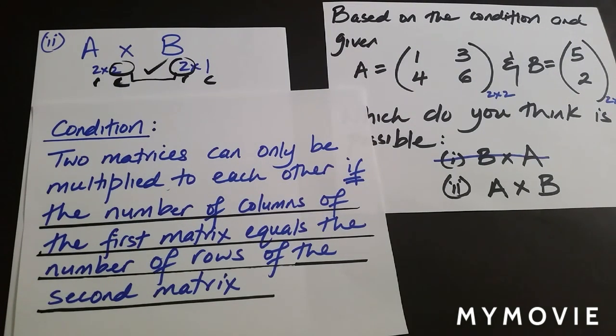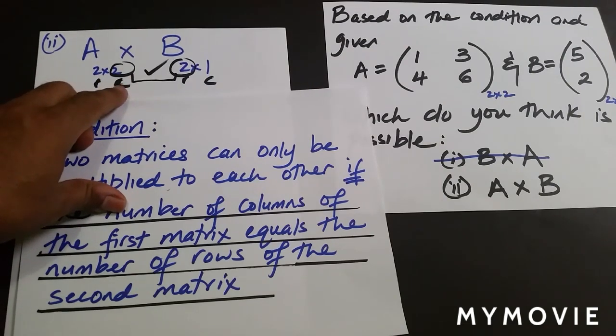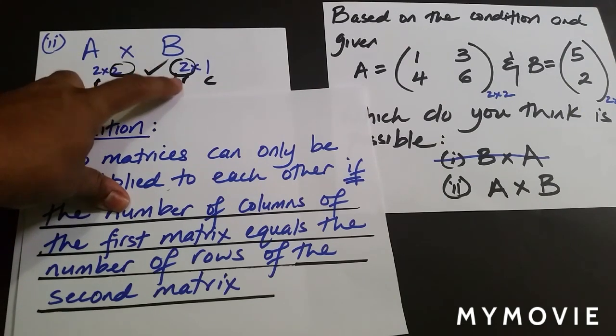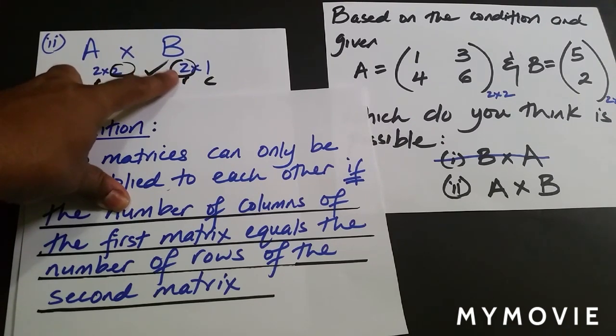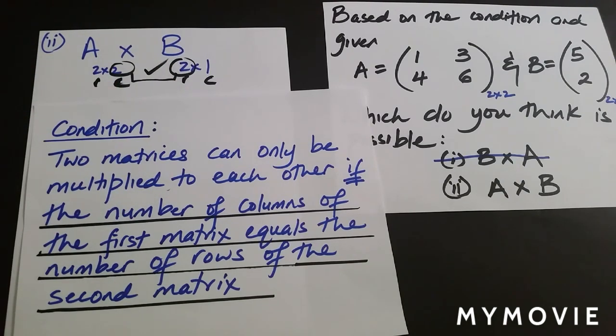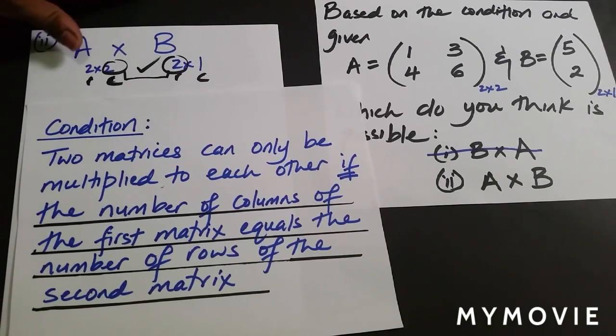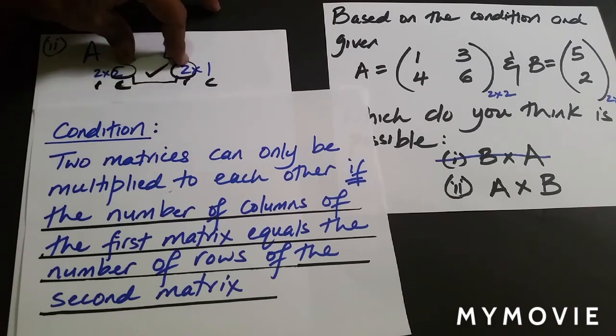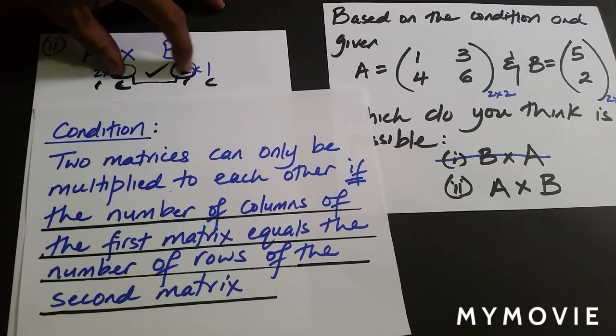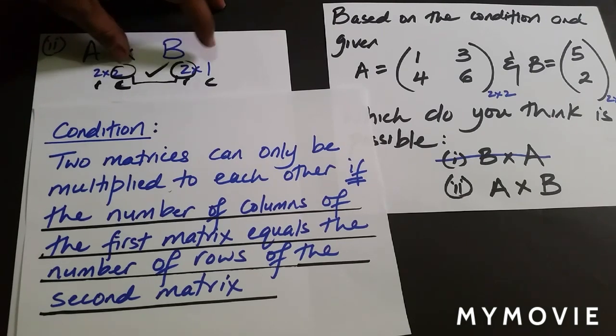Now there's something else that is very important and will help you when you're multiplying matrices. Based on the fact that the number of columns of matrix A, the first matrix, is equal to the number of rows of matrix B, the second matrix, I know that they can be multiplied. The long and short of it is that once the inner numbers are the same, you can multiply.